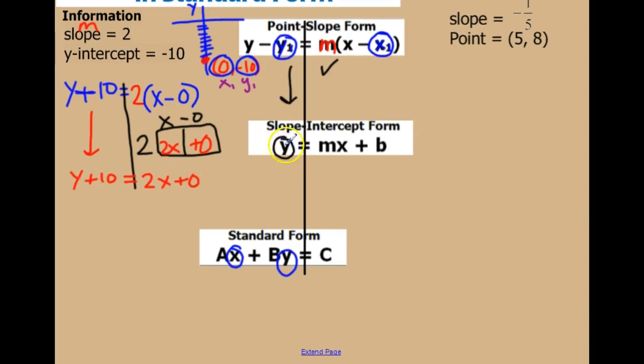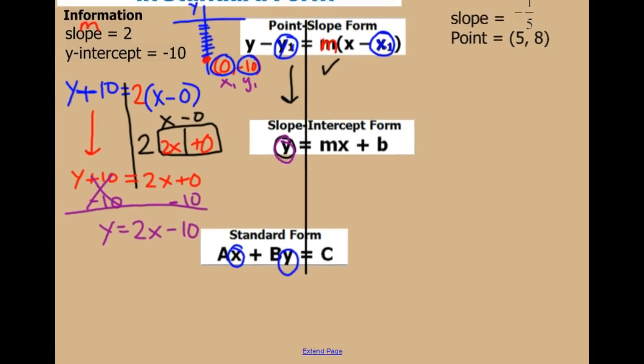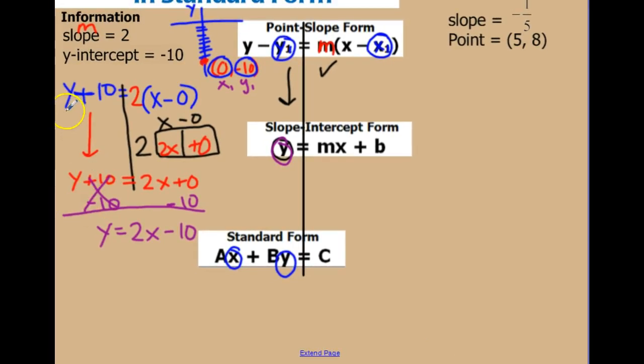Now our goal is to get y by itself, so I need to get rid of this plus 10. So I'm going to subtract 10. So 10 minus 10 goes away. We have y equals 2x, and then 0 minus 10 is still just negative 10 because the 0 didn't do anything. So far, this is all things we have learned before. We know how to plug into point-slope form and then solve for y to get slope-intercept form.